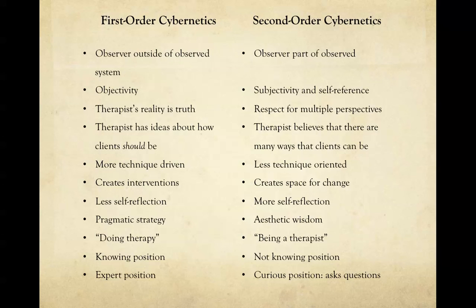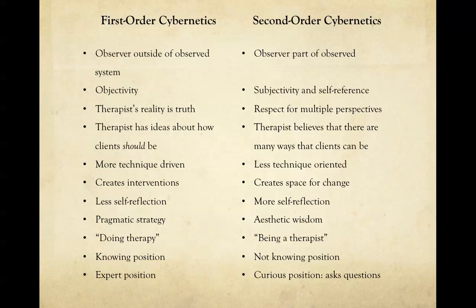Now, guys, this is just a conceptual difference between the two, because the reality is when we are observing systems, we're always part of what we're observing. We can't get away from that. So a first-order cybernetician fails to or chooses not to recognize this self-reference. A second-order cybernetician, a second-order therapist, always recognizes that he or she is part of what's being observed.